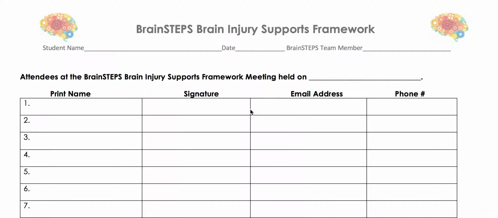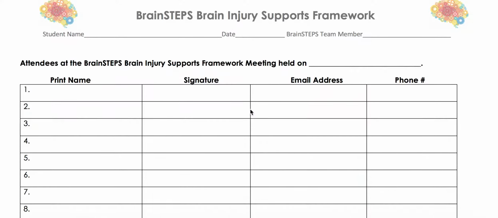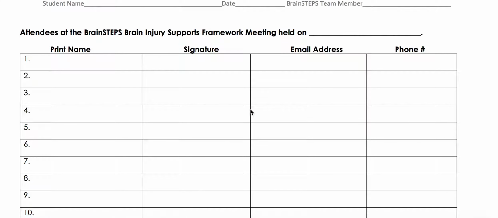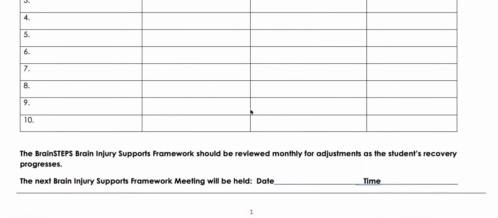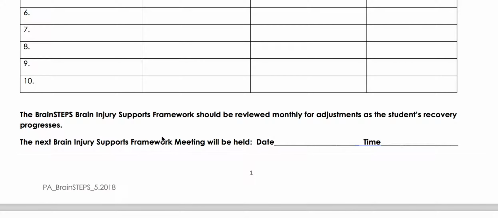So the first page of the framework has places so that everyone who's in attendance at the school meeting can put their information down. And then prior to the meeting ending, it's good if everyone sets a date and time for a 1-month follow-up meeting to be held.